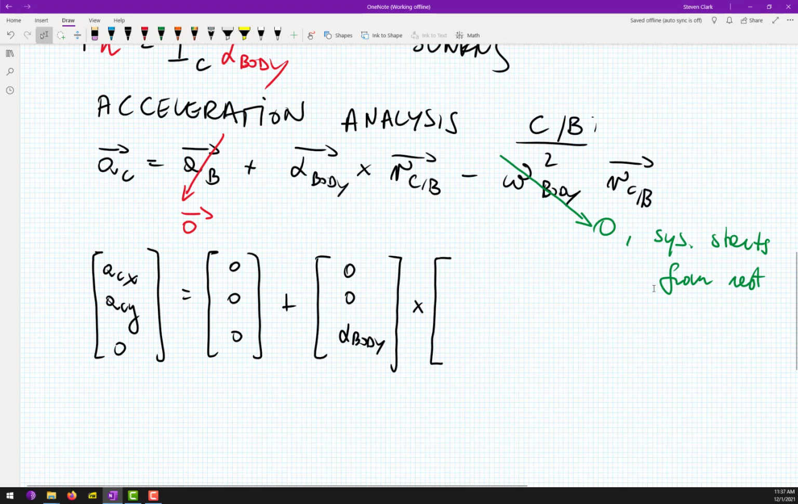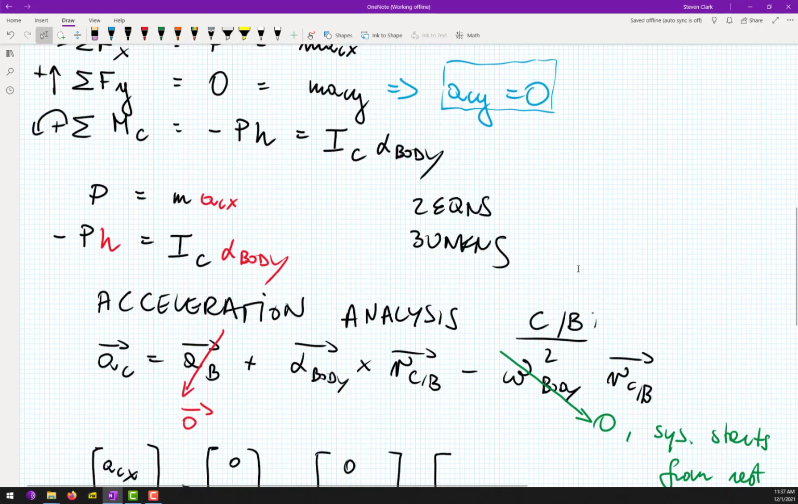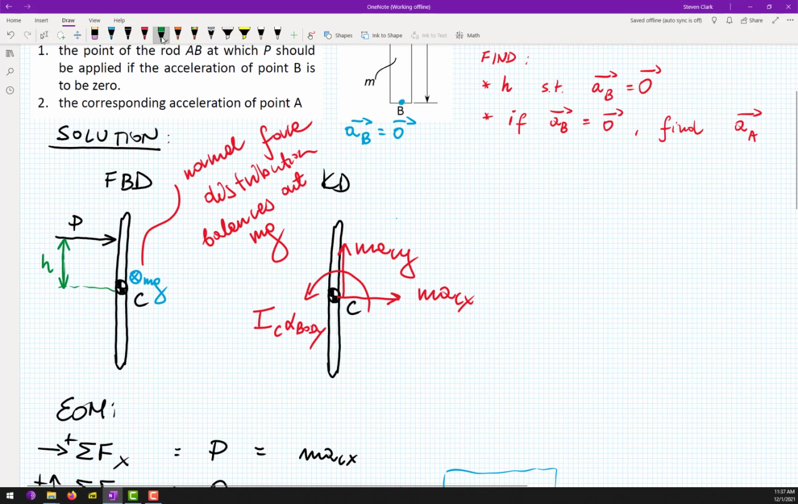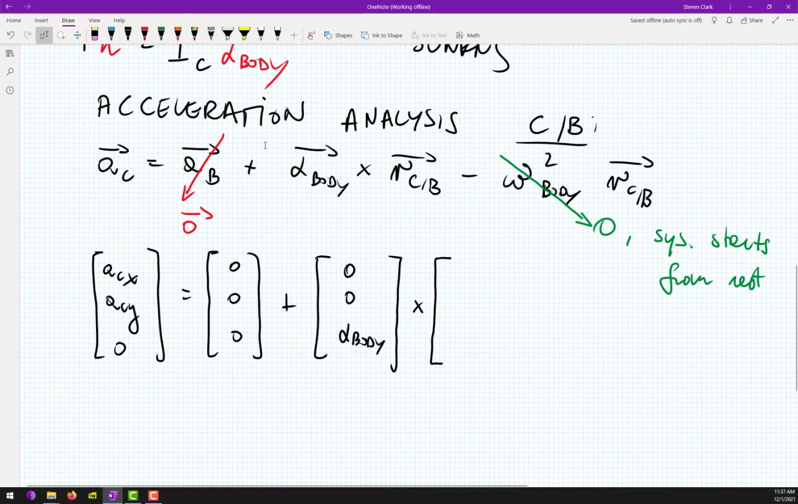Okay, let's put it on the board. RCB will be here. This is point B. So you all guys can see that this vector is 0, L over 2, 0. Okay. So we can put it here. And we must do this determinant.